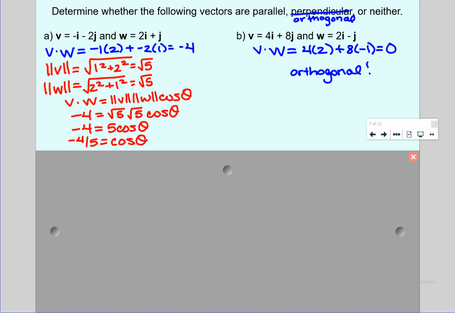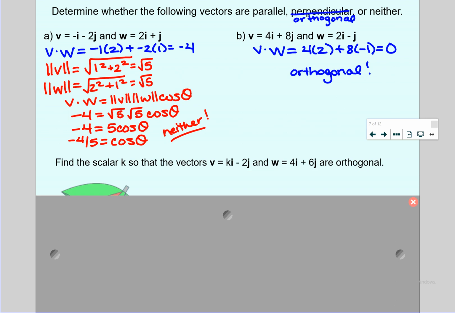Am I going to get an answer that's 0 or 180? Does cosine equal 4/5 or negative 4/5 at 0 and 180? No, it should be either a 1 or a negative 1 at this point if I'm going to get 0 or 180 out. So it's not parallel. It's not orthogonal. This is an example of neither. Okay? All right. Last question.